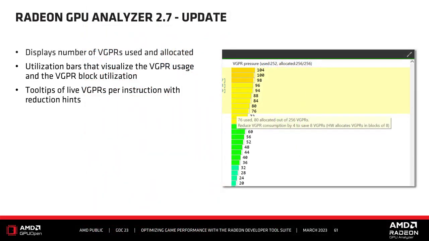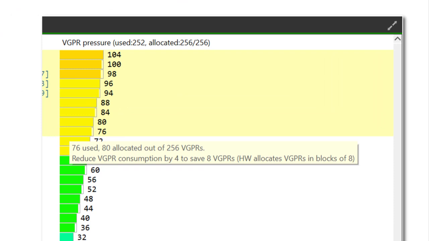Hovering over any of the column cells will show a tooltip that is designed to provide a summary of the live VGPRs at the specific instruction and a hint about how many VGPRs need to be reduced to save a VGPR block at that instruction. Note that VGPRs are allocated in blocks, which vary in size. The VGPR block size is determined by the target GPU and in certain cases by specific characteristics of the shader, such as the wave size it was compiled for.